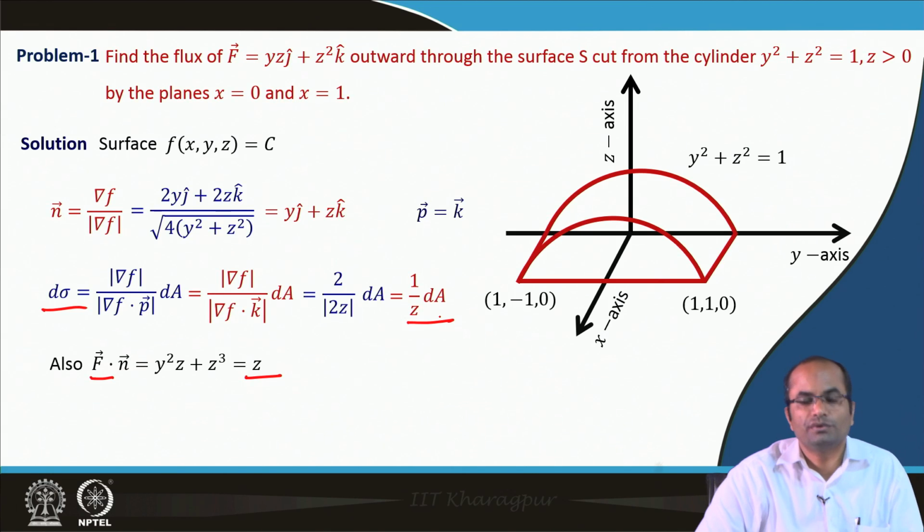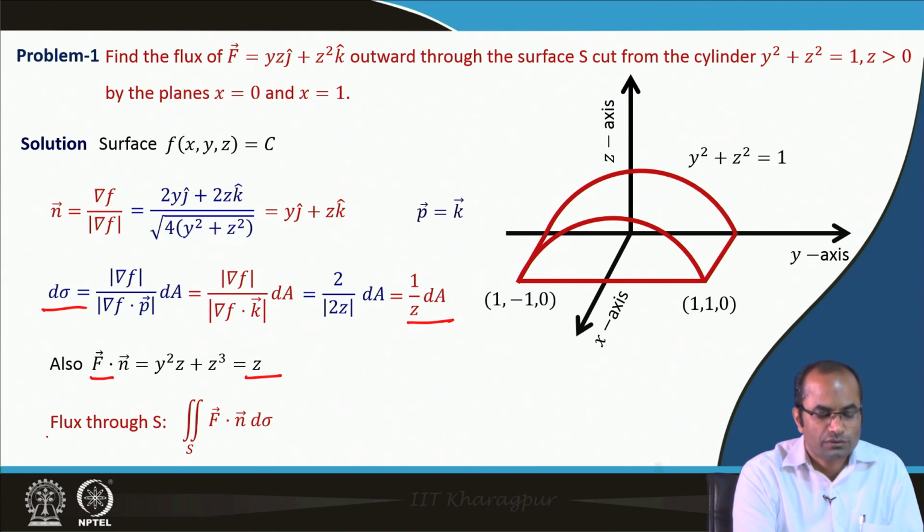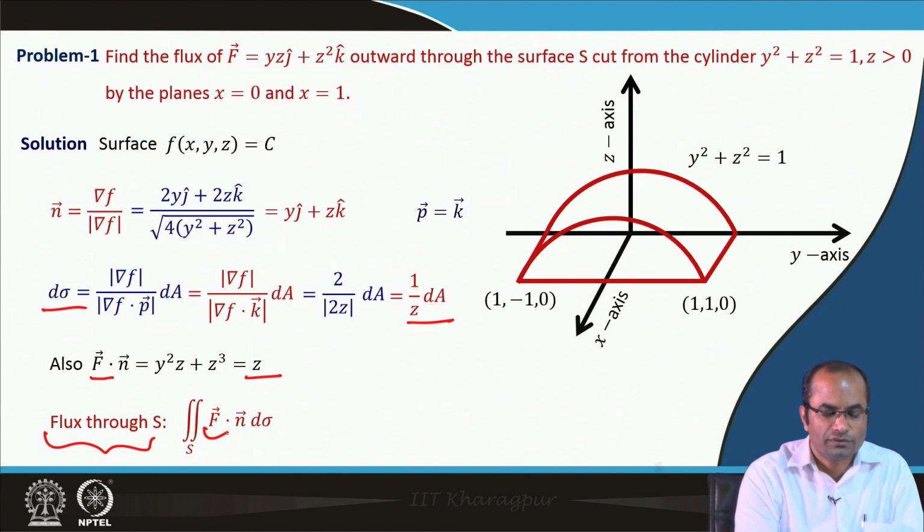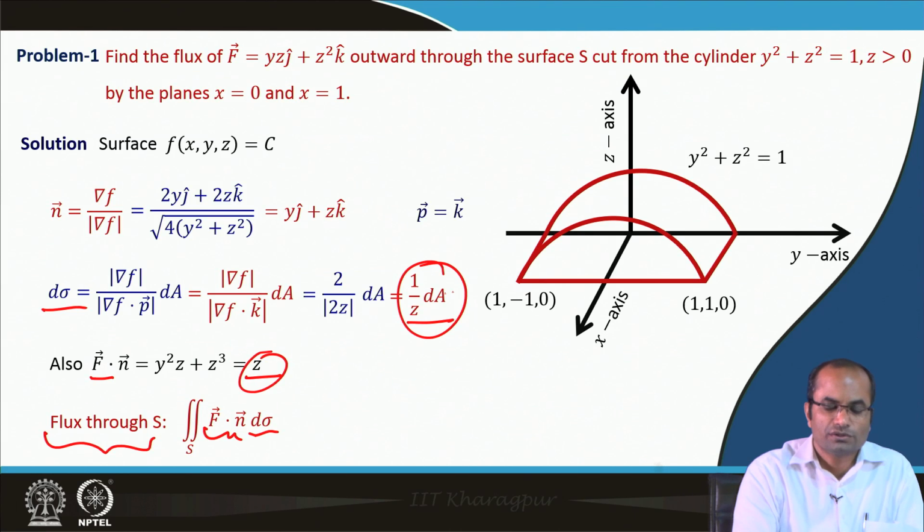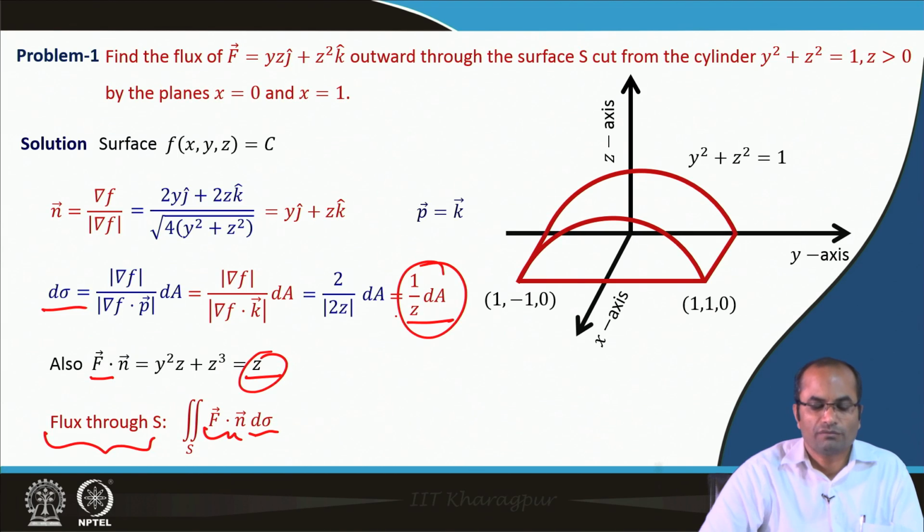Now, we can compute the surface integral. The flux through this S is the integral of f dot n d sigma. The d sigma element is 1 over z dA, and this f dot n is z. If we multiply the two, z and 1 over z, we have just 1. So, this will be integrated over the projected plane.